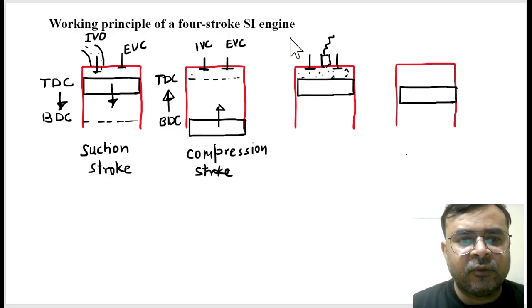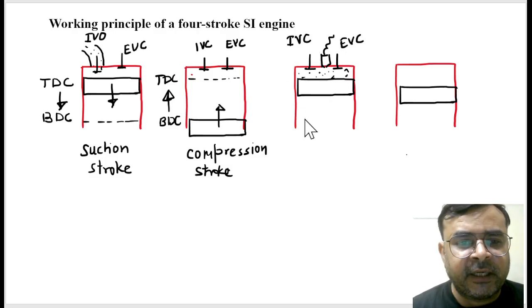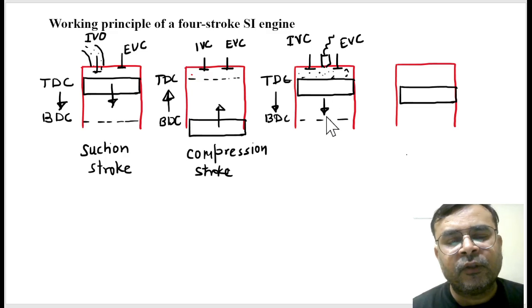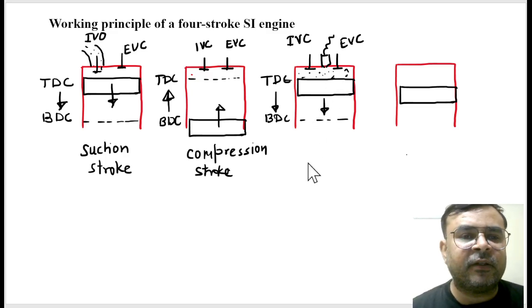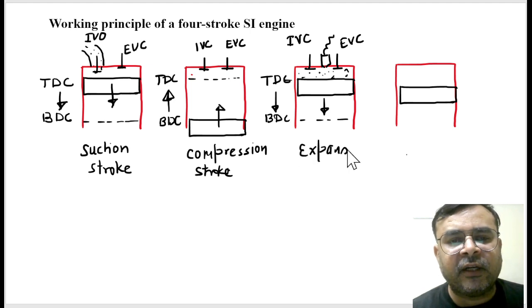Is it right? So again you can say this is inlet valve closed, exhaust valve closed, and your piston is approaching from TDC to BDC. Is it right? In this direction we will get power. So this is called power expansion. This is also called the expansion stroke. Why is it called expansion stroke?